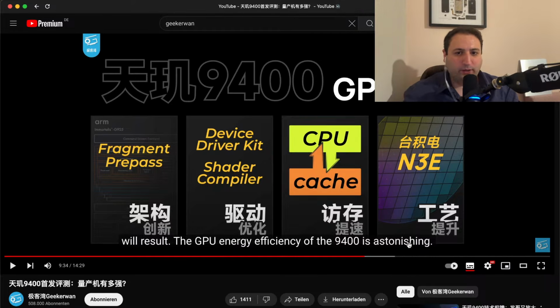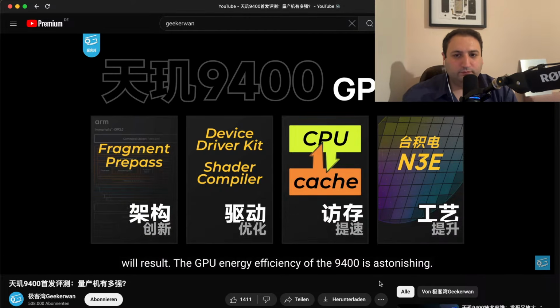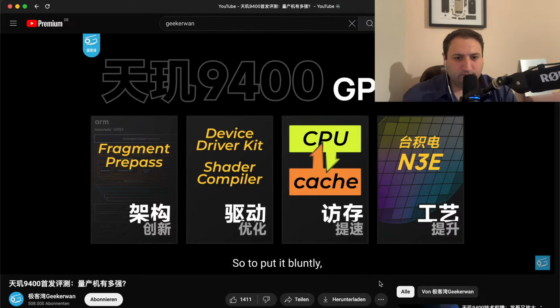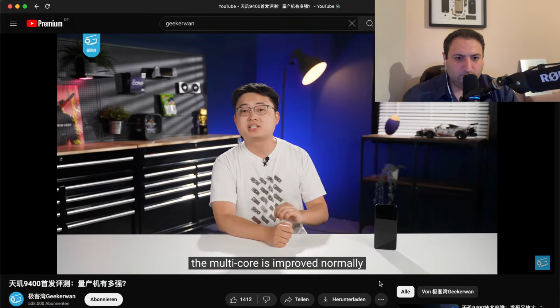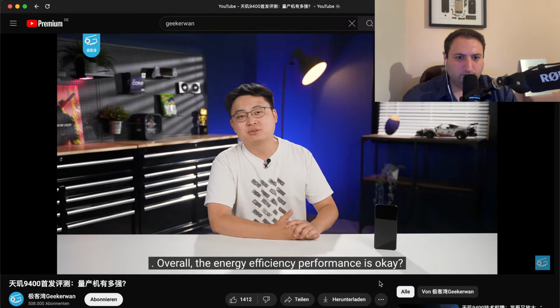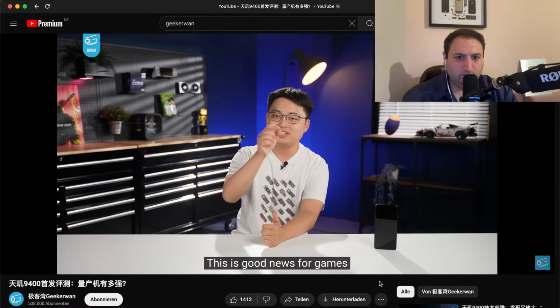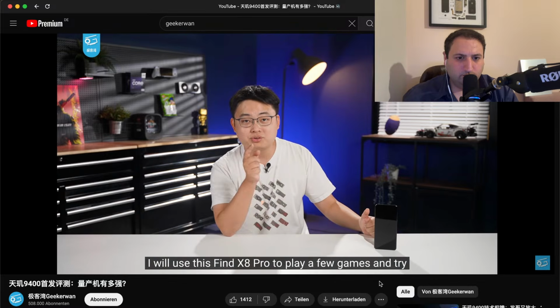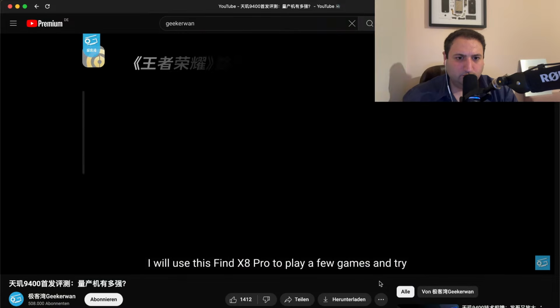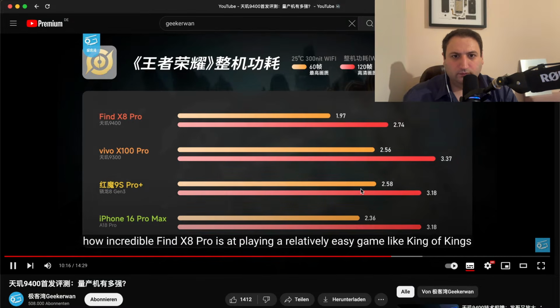very, very efficient GPU. 有了9400惊为天人的 GPU 能效啦。所以说白了，在9400的 GPU 升级中，硬件改进是一部分，但如何最大化的利用硬件，这个也是发哥很花心思、很努力的地方啊。最终的产品也确实是不负众望啊。这天玑9400 CPU 单核大提升，多核是正常提升，而 GPU 嗨翻全场。总的看下来，能效表现是还可以啊。那这对于游戏来说倒是一个很好的消息啊。那么天玑9400能不能再次刷新我们对手机游戏性能的认知呢？我们就拿这一台 Find X8 Pro 来玩几个游戏试试看好了。先上个简单点的小菜，如王者荣耀，你知道 Find X8 Pro？ What is that? 60 FPS and 120 FPS, and that's power consumption.